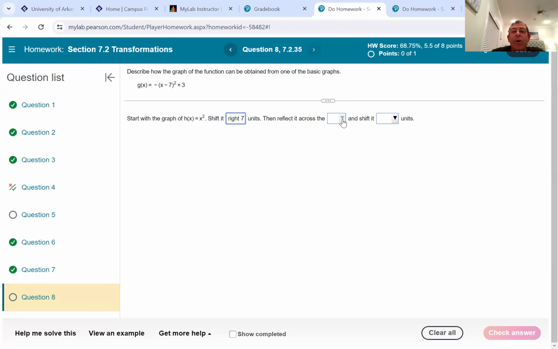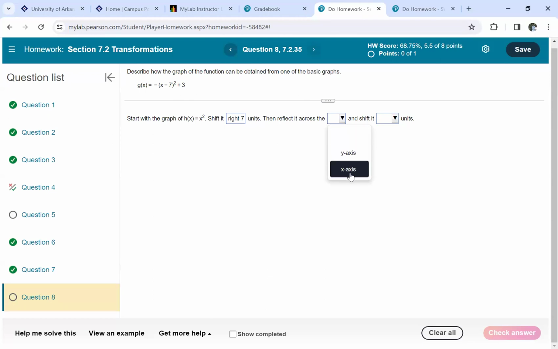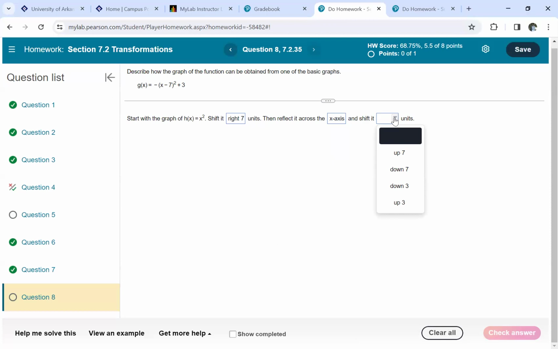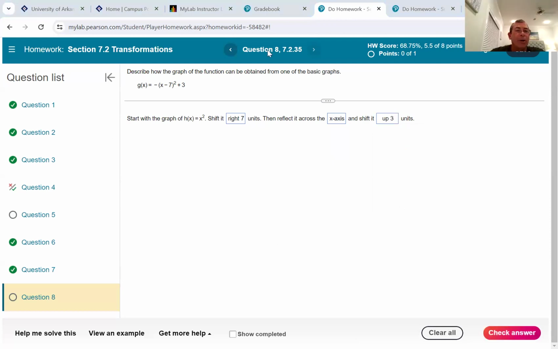Now, reflected across the y or x axis. X. Yep. You got to say x every time, y'all. That's the only one we're doing. Now, shift it up 7, down 3, or up 3 units. Up. I'm going to go up and let's see what the chat says. So up 3, good job. That definitely is up 3. All right, check that.